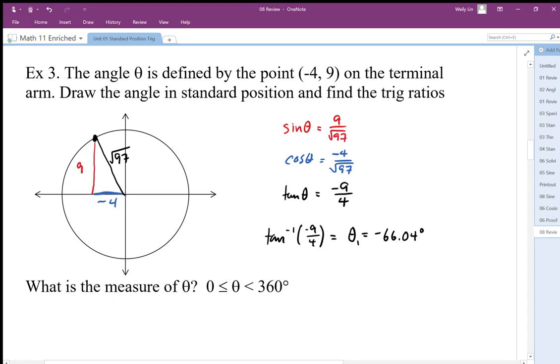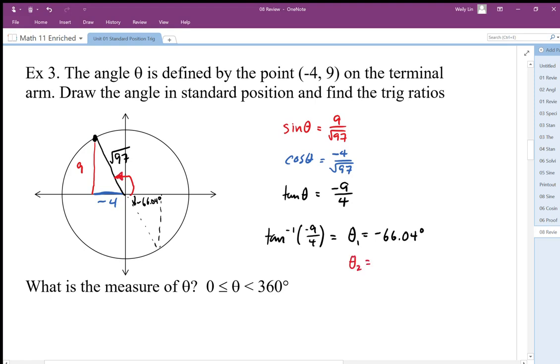Now, I know that theta1 is in the wrong position. And we always have to remember that because of the symmetry of the circle, there's always going to be two possibilities. So -66.04 degrees is measured down here. That's not the angle we want. The angle we're looking for is this angle here. That angle there is going to be my theta2.